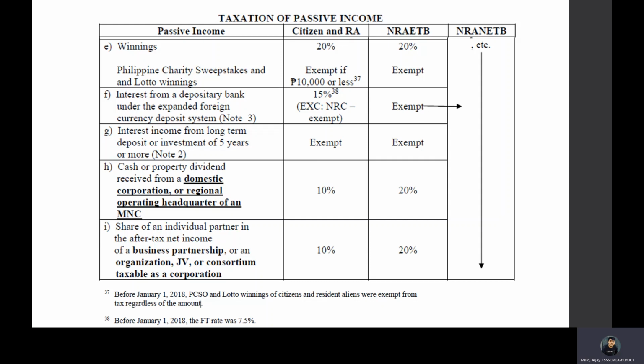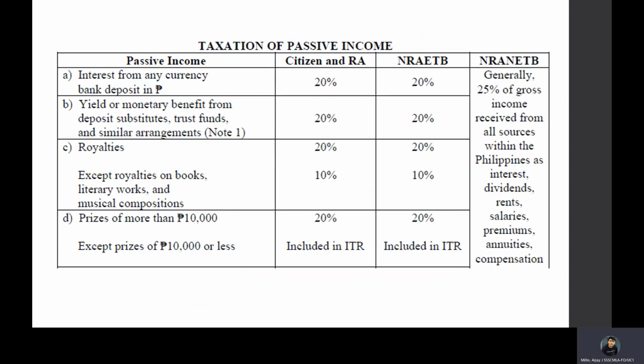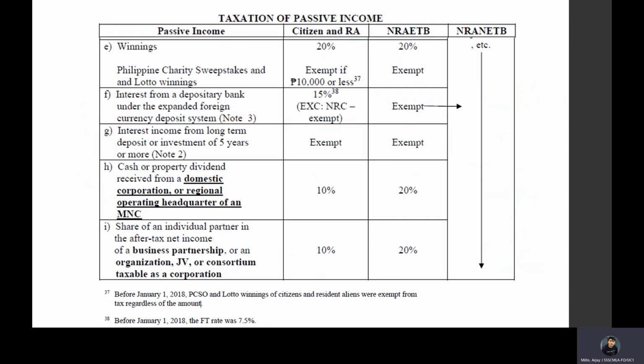Then exempt siya. And then for NRN-ETV, exempt din. Kung mapapansin nyo, itong A to I, except sa letter F, mag-apply itong 25%. So for letter F, for expanded foreign currency deposit system, exempted siya for NRN.